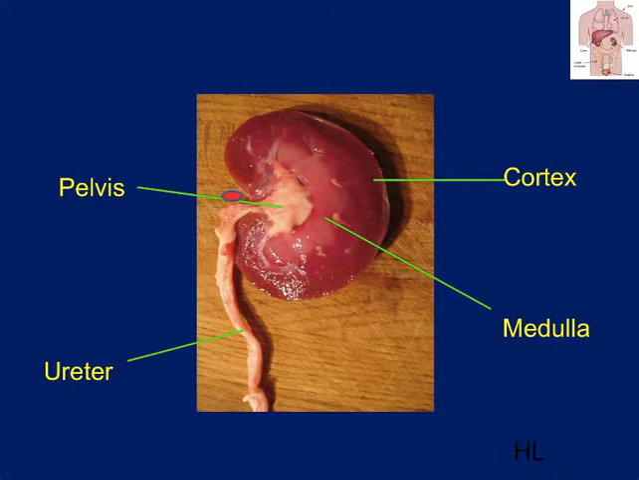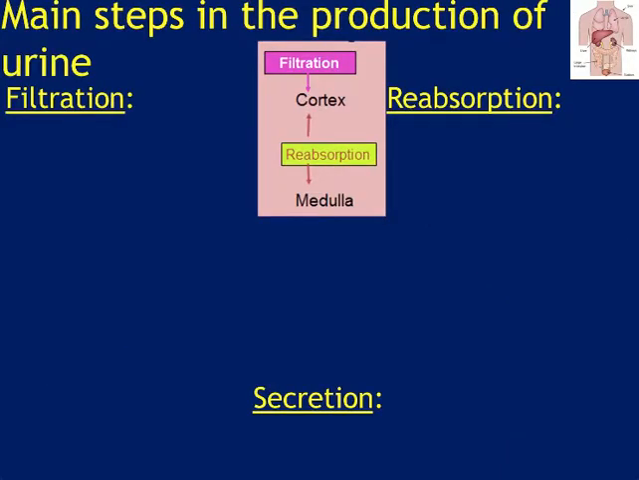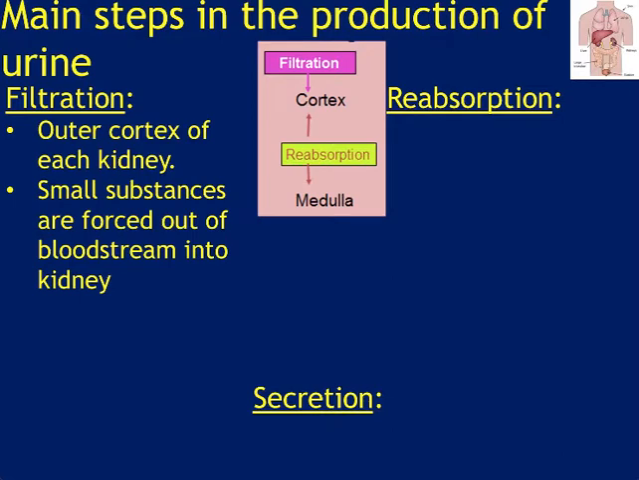Now, again, we've seen this, so this is just showing you your blood goes in, it's pushed into your kidney, it's going to be filtered, it's going to be reabsorbed, and once you've made your urine, it will end up going down through the pelvis and into your bladder. Now, just little bits about urine. So in terms of filtration, it's happening in the cortex of each kidney, and small substances are forced out of your blood and into your kidney.